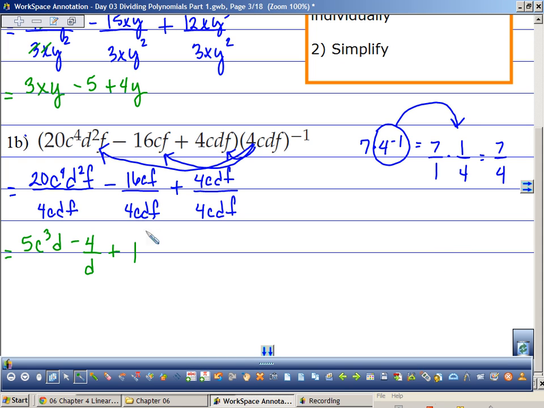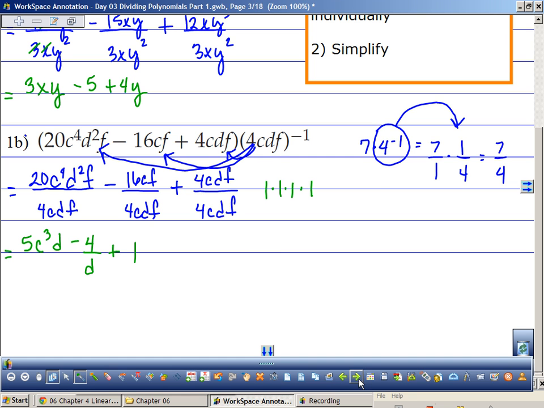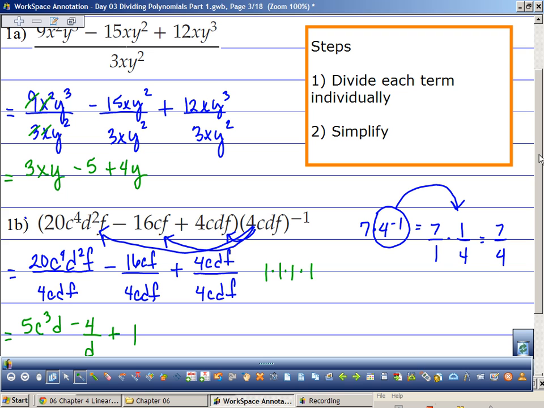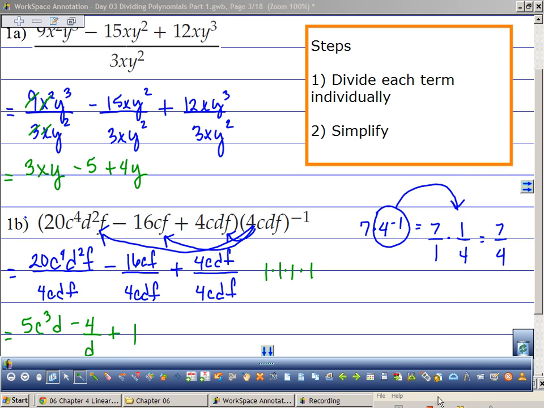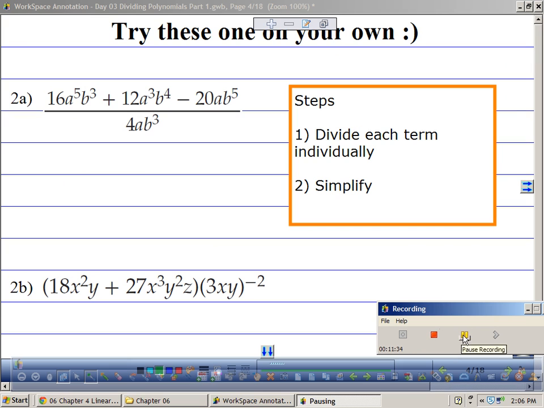Alrighty, so everybody with me so far? So 4 over 4 is 1, right? C over C is 1. D over D is 1, and F over F is 1. So 1 times 1 times 1 is 1. All right, go ahead and copy that down, guys. Now you guys try these, and then I'll give you the answers.